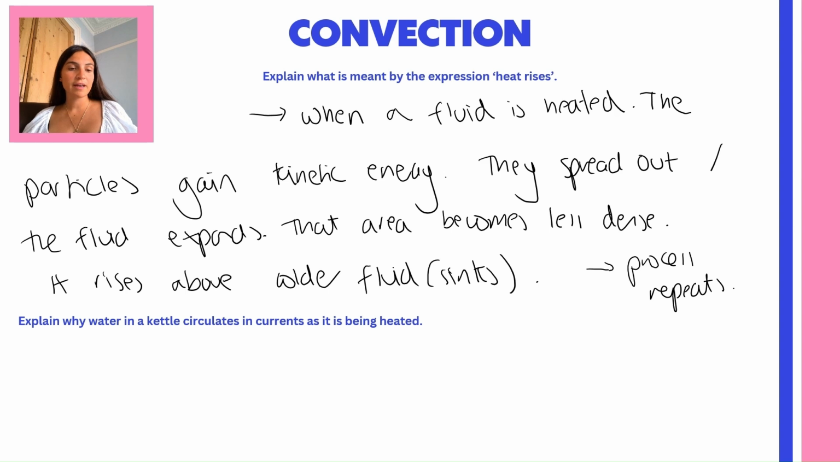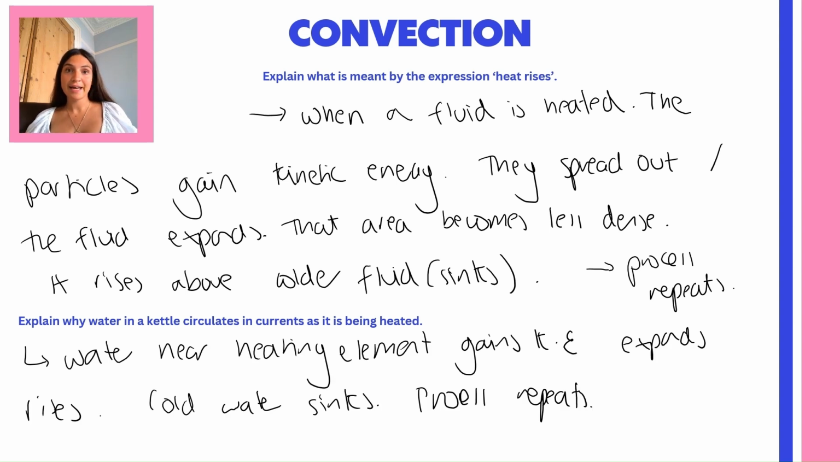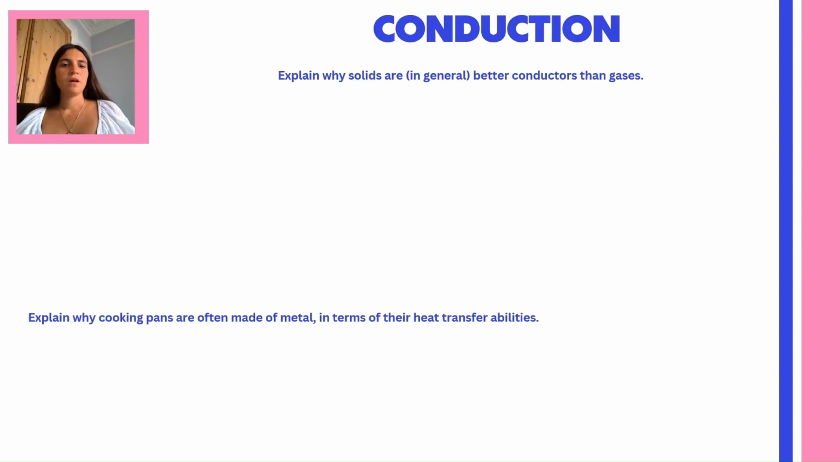Okay, explain why water in a kettle circulates in currents as it is being heated. So what you'll find with convection is all of the answers to the questions are very, very similar, but you just have to apply them to that specific use. So here we've been given water in a kettle. So we know the water near the heating element is the bit that gains kinetic energy. Those particles spread out, so the water expands, and therefore that water rises and the colder water above it sinks. And because you have this process which is being repeated, that's how you get this current, this water circulating in your kettle.